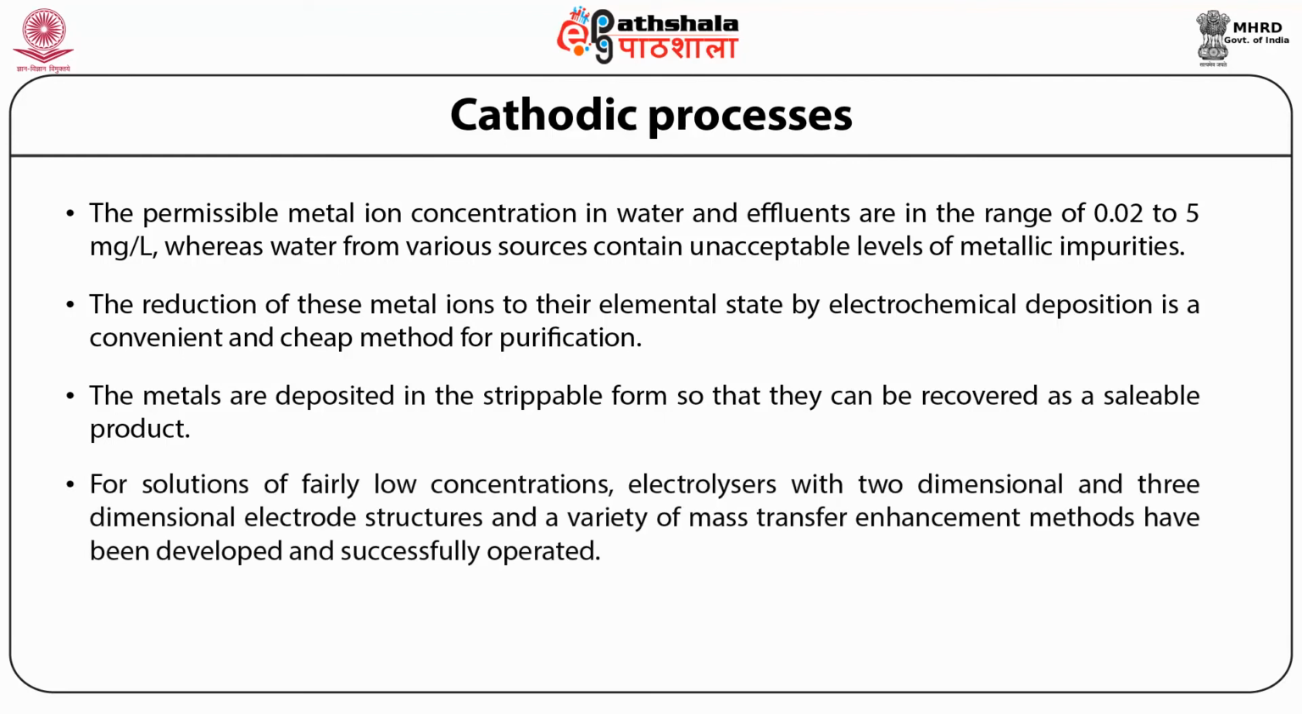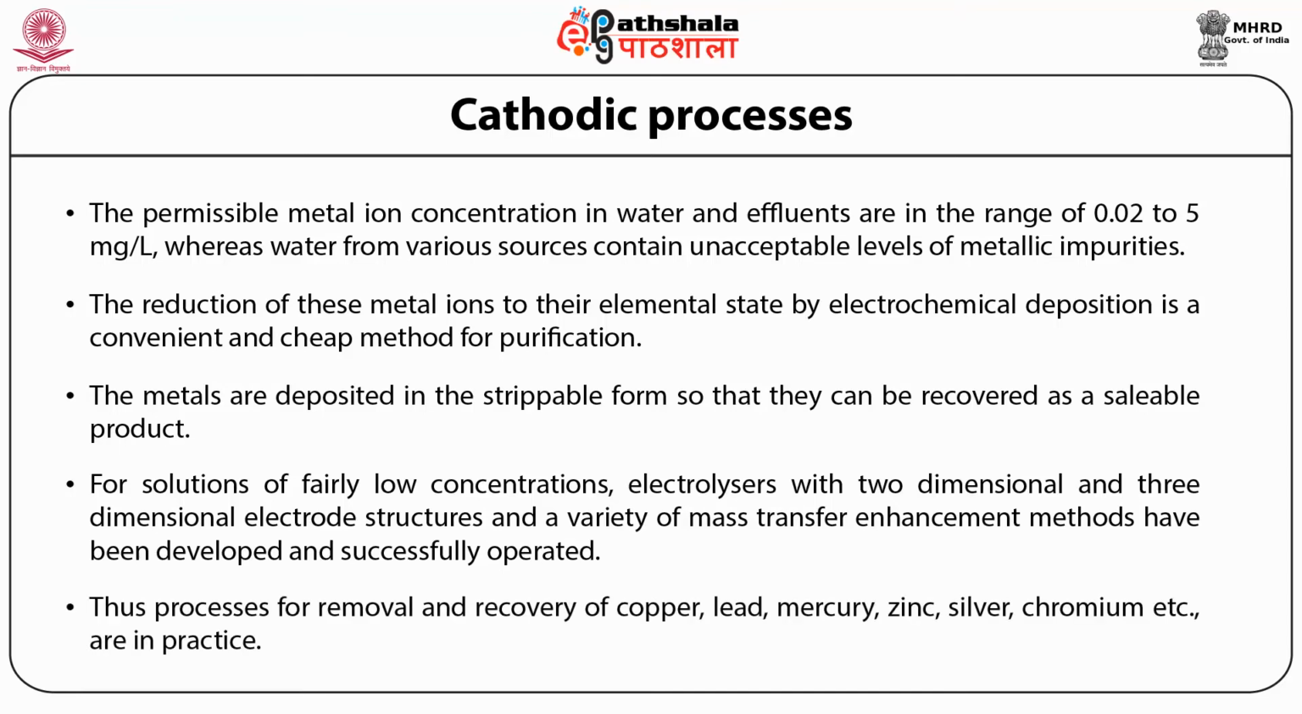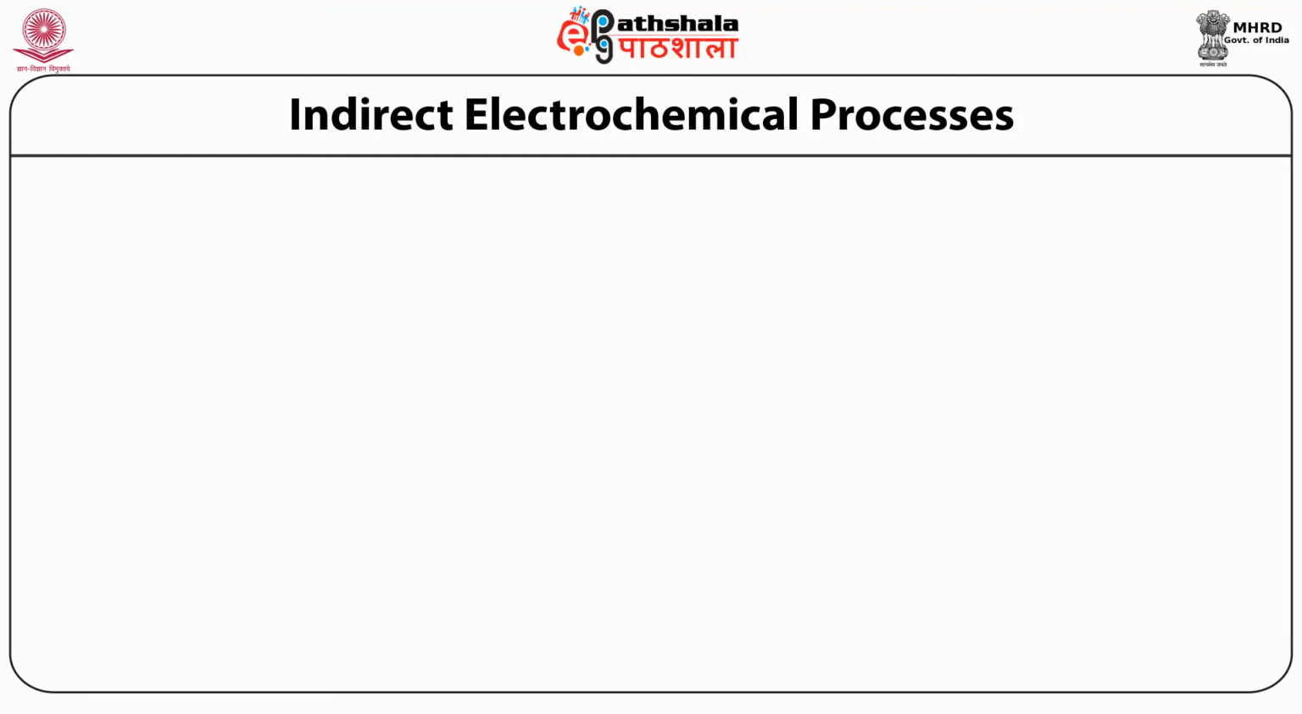For solutions of fairly low concentrations, electrolyzers with two-dimensional and three-dimensional electrode structures and a variety of mass transfer enhancement methods have been developed and successfully operated. Thus, processes for removal and recovery of copper, lead, mercury, zinc, silver, chromium, etc. are in practice. Now, the next process is known as the indirect electrochemical processes.